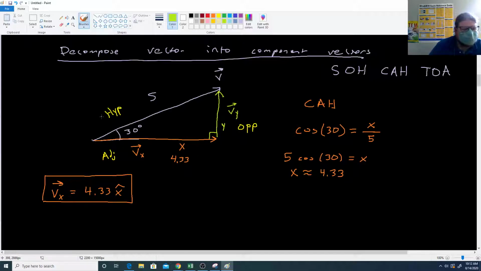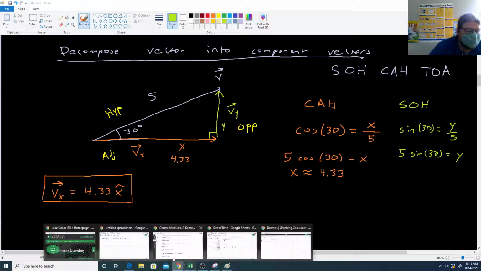All right, so Vy. Vy is opposite, and we've got a hypotenuse, so it's OH. So we're going to look at SOH. So that's sine of 30 equals our unknown y value, because O is opposite. And then we divide that by the hypotenuse 5, multiply that across, we get 5 sine of 30 equals our y value.